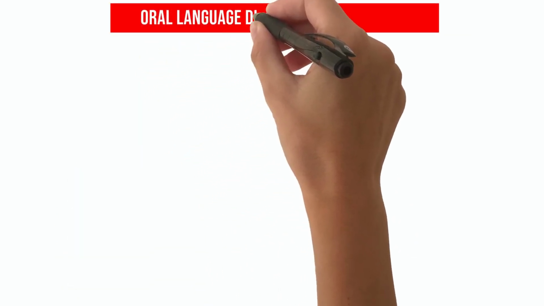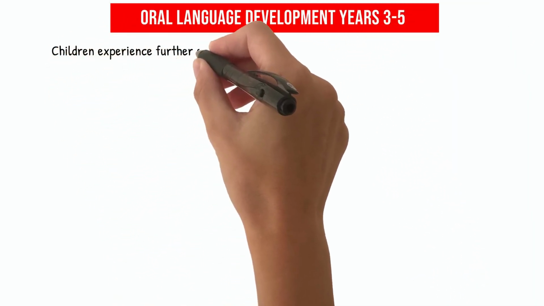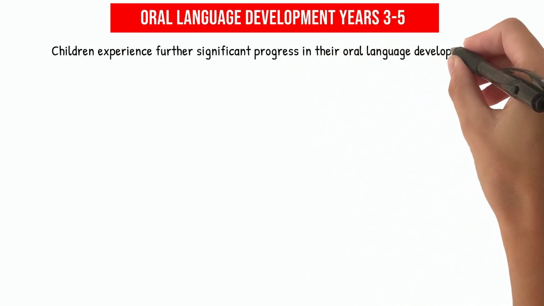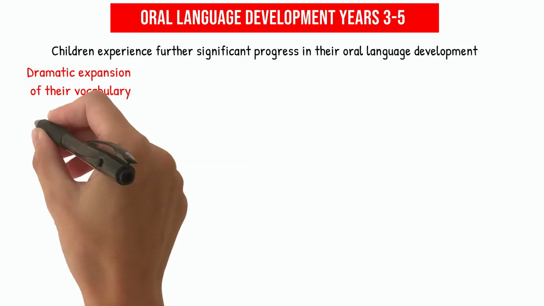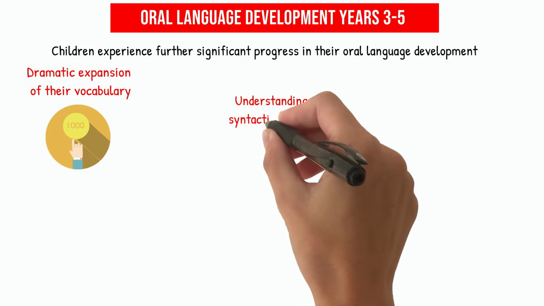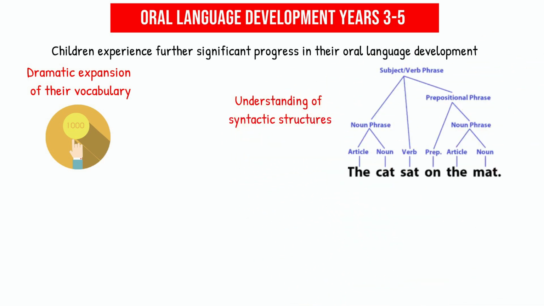Oral language development, years 3 to 5. Between the ages of 3 and 5, children experience further significant progress in their oral language development, including a dramatic expansion of their vocabulary, from around 1,000 words to much higher numbers. Growth in their understanding of syntactic structures, which are the rules governing the arrangement of words into sentences.